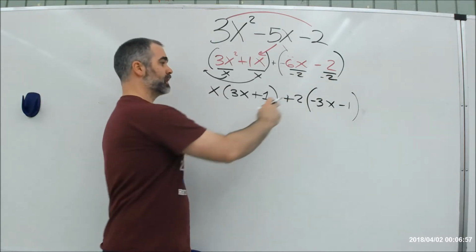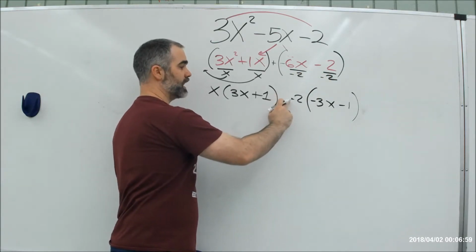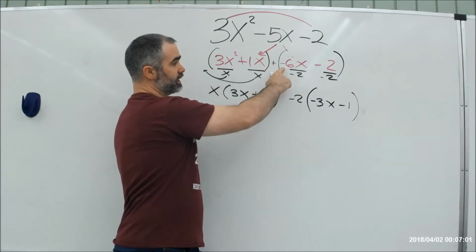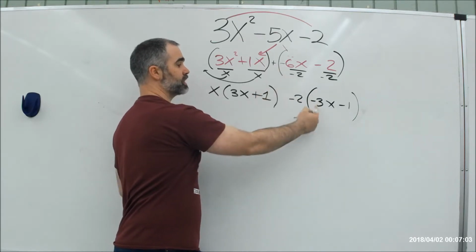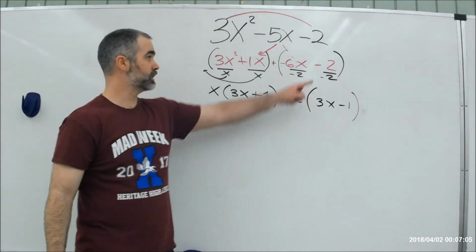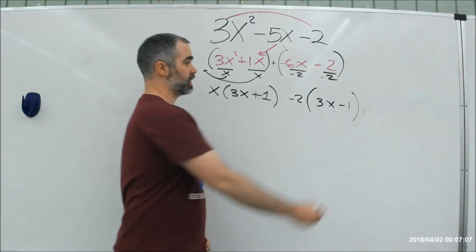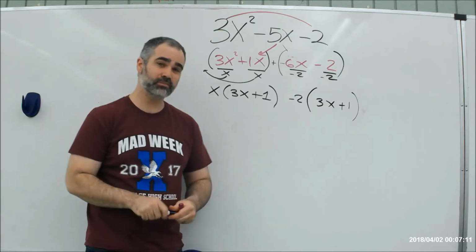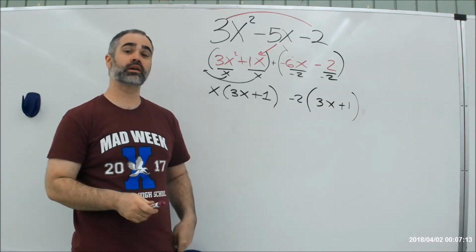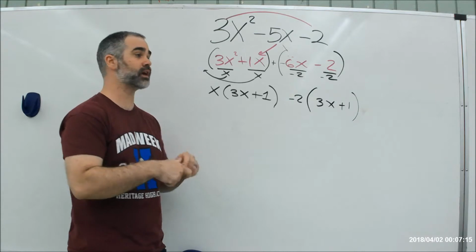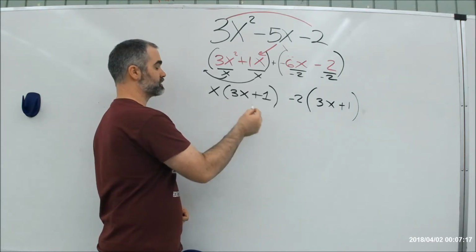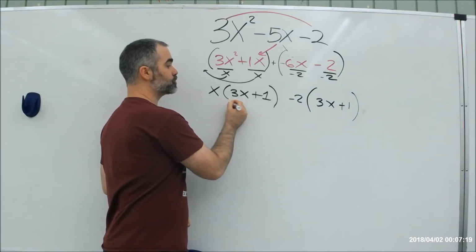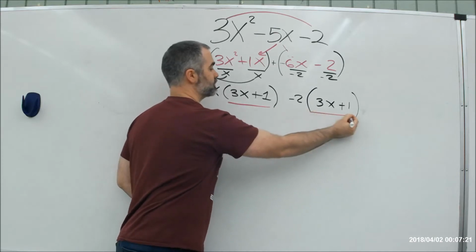my problem. If I factor out a negative 2 here instead, negative 6x divided by negative 2 becomes a positive 3x. Negative 2 divided by negative 2 is a positive 1. And now my parentheses are the same. They have to be the same or this process doesn't work, because the next step is to factor out the entire parentheses. And I want to undistribute the entire parentheses here.